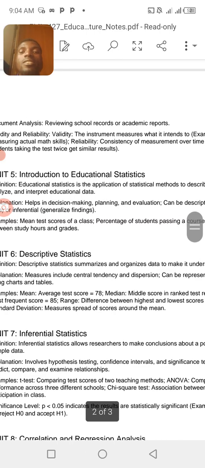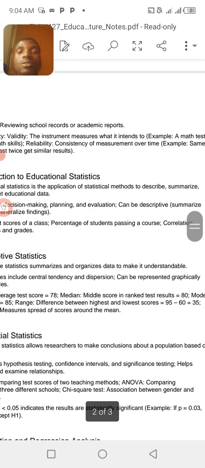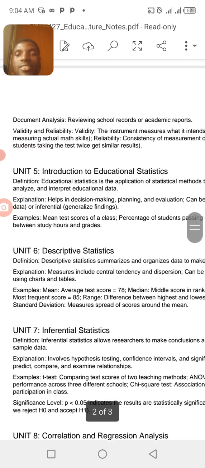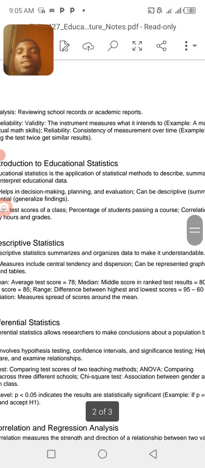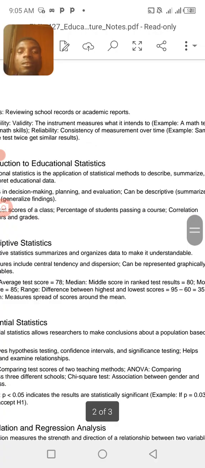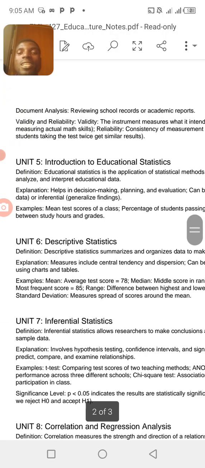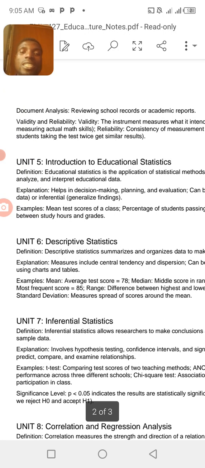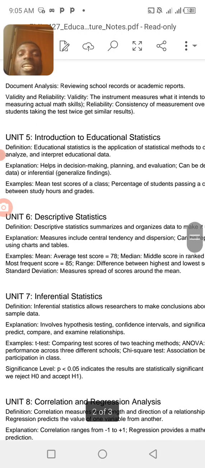All right, educational statistics is the application of statistical methods to describe, summarize, analyze, and interpret educational data. So it has to do with what? A method, right? So you have to describe, summarize, analyze, and interpret educational data. That is the definition of educational statistics. Let's say explanation.